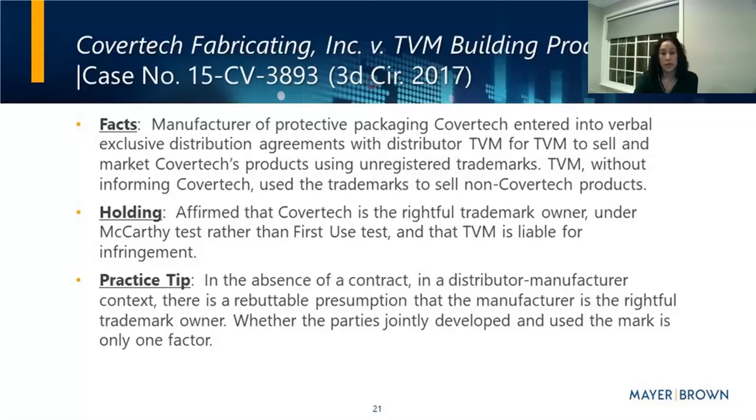The court noted that if the first use test were to be applied, ownership rights would go to the distributor in many cases simply because the distributor made the initial sale of goods bearing the mark to the public. That's their role. Thus, the court said a different test is necessary when ownership isn't otherwise agreed to by the parties in the contract, which was the case here. So on appeal, the court held that the so-called McCarthy test should be applied, and under that test, the manufacturer is the presumptive trademark owner.